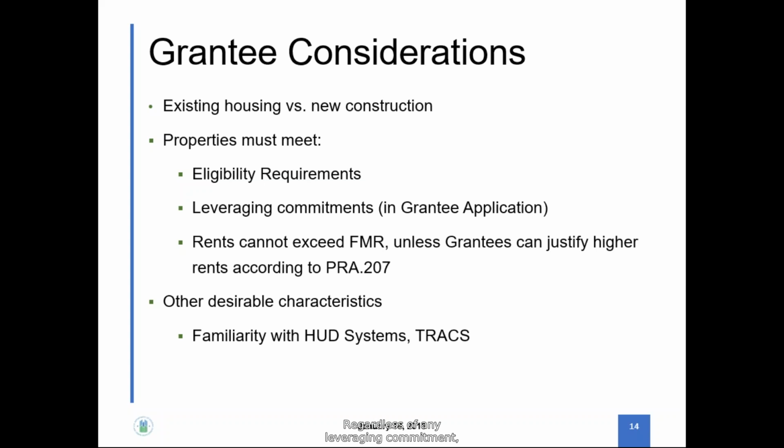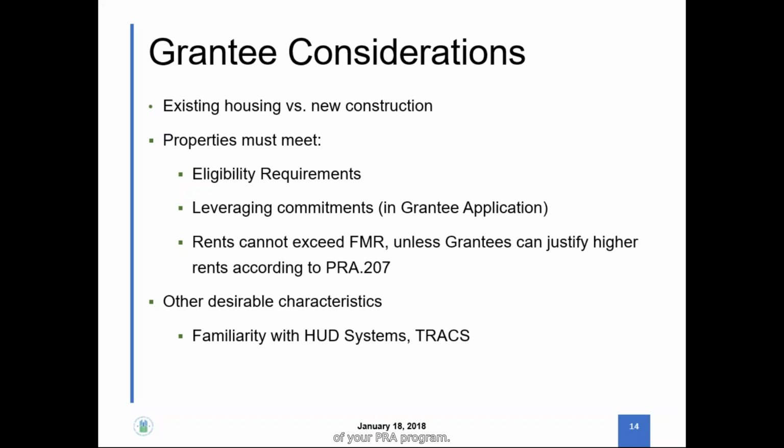Regardless of any leveraging commitments, rents in the contract between the property and the grantee cannot exceed fair market rent as determined by HUD. An exception to this would be if a grantee can justify charging higher rents according to the 811 PRA requirements found in PRA.207. When looking for a property to participate in the program, ensure that the contract rents can meet the requirements of your PRA program.